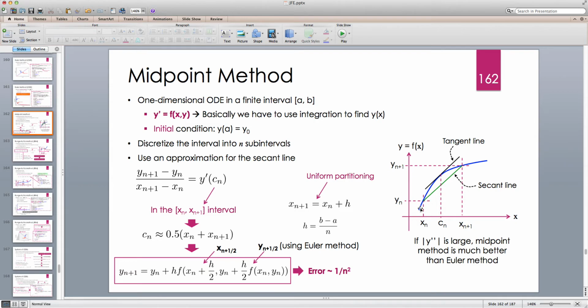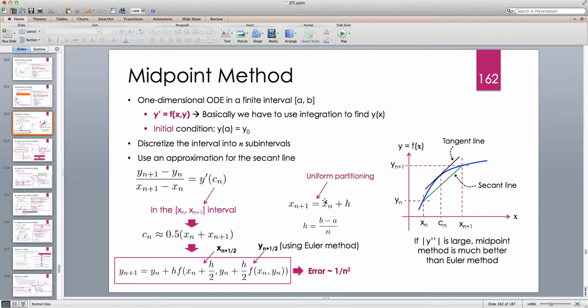All right. Now one thing here is that if y prime is large, which means the function has a large concavity or it's a convex, all right, then this cn definitely gets farther and farther away from the endpoints. So our approximation gets better because if we are getting farther and farther away from the endpoints, then there is a higher and higher chance that this tangent line, which has a slope similar to the secant line, becomes closer and closer to the midpoint.